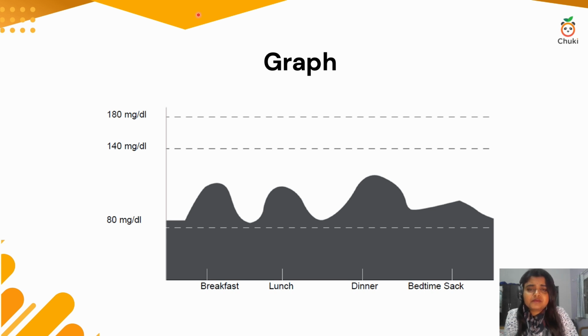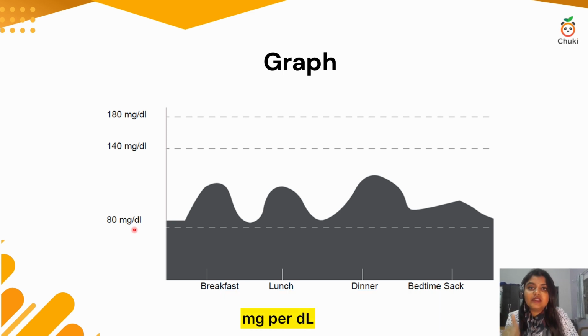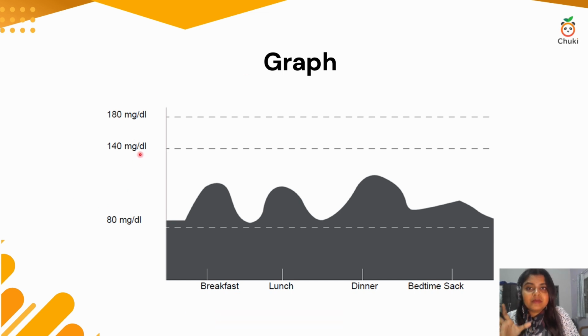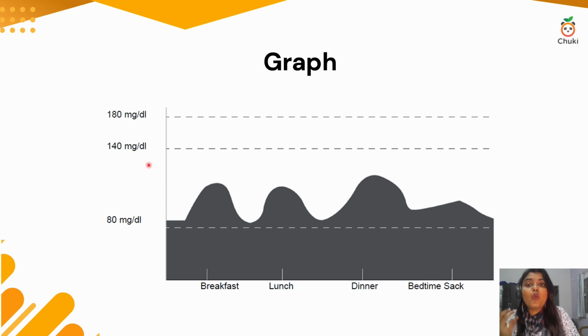So before the meals, that is, you have to target that your blood sugar level should be between 80 to 130 mg per dl. Okay, it has to stay within this range. That is before your meals. After your meals, always try to target less than 180 mg per dl.